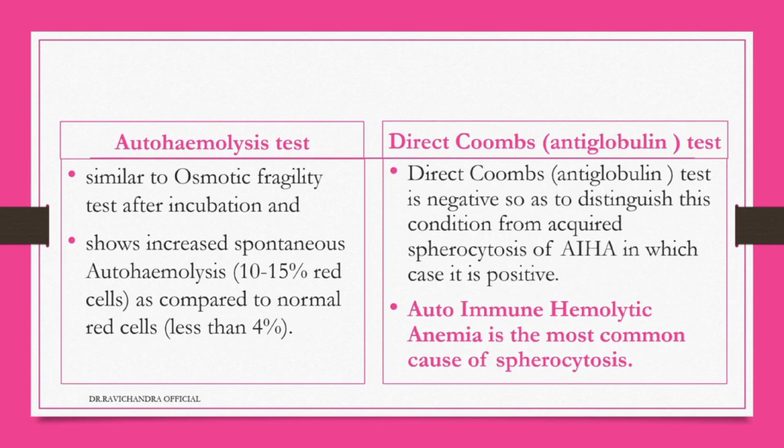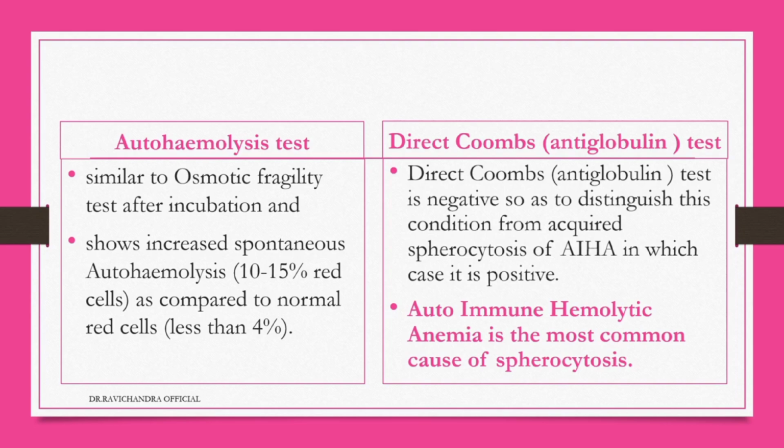Autohemolysis test. It is similar to the osmotic fragility test, and it is done after incubation, and it shows increased spontaneous autohemolysis, that is 10 to 15% of the red cells, as compared to normal red cells, less than 4%. Direct Coombs test or antiglobulin test is negative. So it is useful to distinguish other conditions of spherocytosis, that is acquired spherocytosis, which is seen in autoimmune hemolytic anemias.